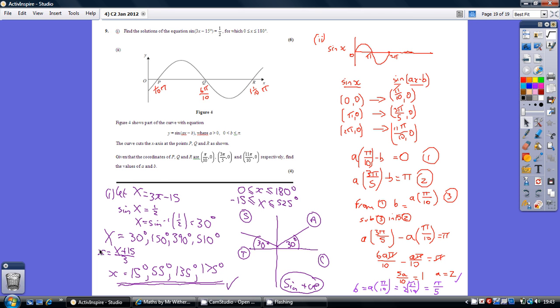We've then got to convert back to little x. Now remember, just changing the subject, little x is capital X plus 15 over 3. So add 15 and divide all of these by 3 gives us these 4 solutions.